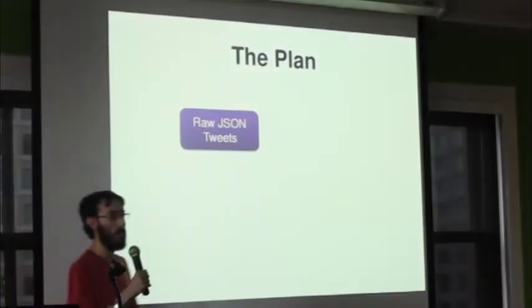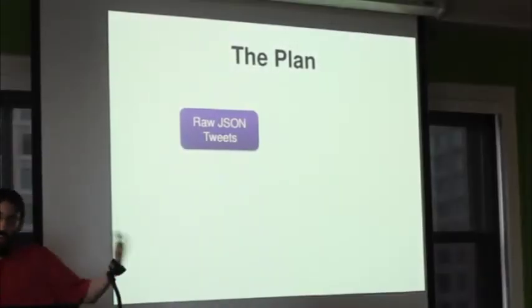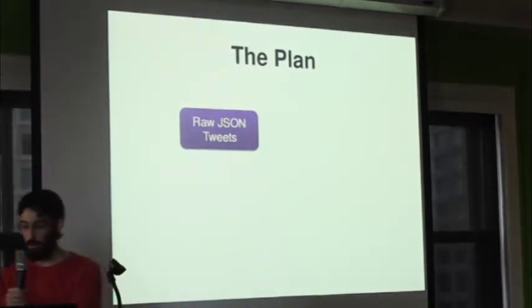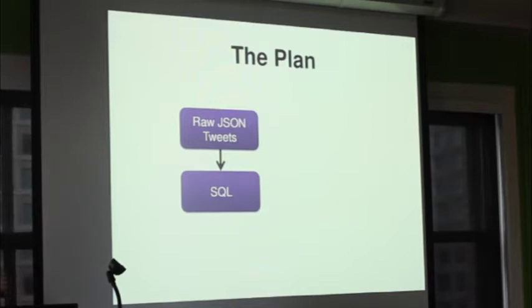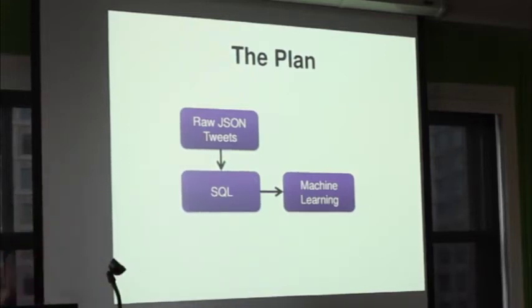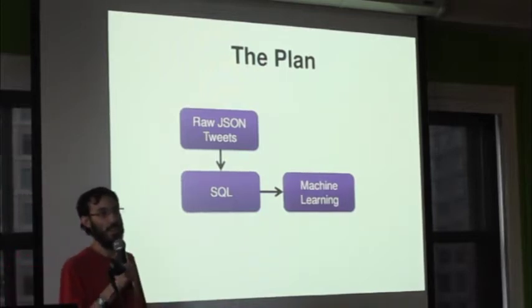Okay, so the plan is we're going to start with Twitter data, say in HDFS or something. We have raw JSON tweets, so they're structured. We're going to bring that directly into SQL and query it as a table. After that, we'll take it into machine learning, into MLlib, and do some machine learning on it. The premise is that every tweet has a language associated with it, but we suspect that this language isn't always correct.